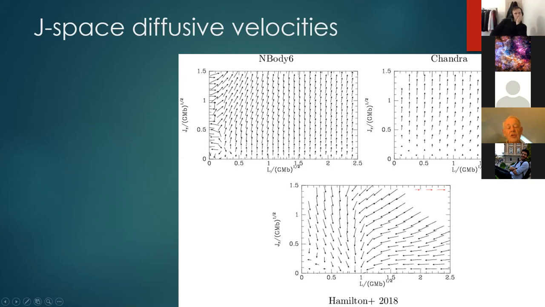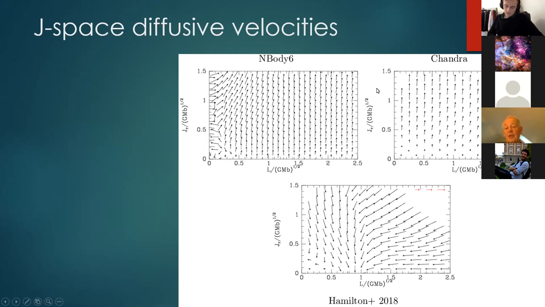You can say that the stars in this zone, on the average, move like that, and over here they move like this. So these are the actual displacements, the expectation values of the changes that Jun found in his 10,000 n-body simulations. And over here we have the Chandrasekhar prediction.